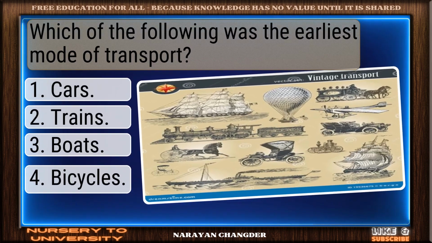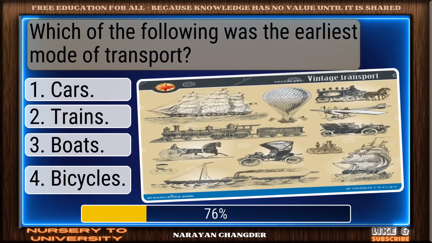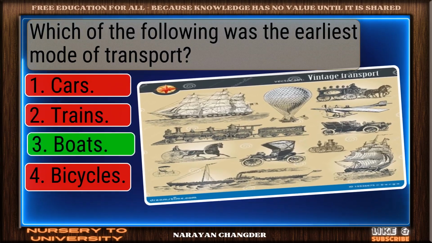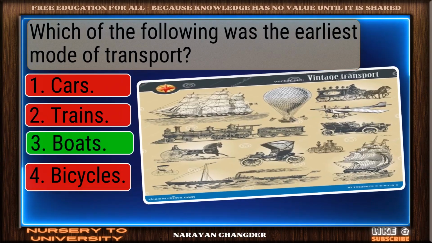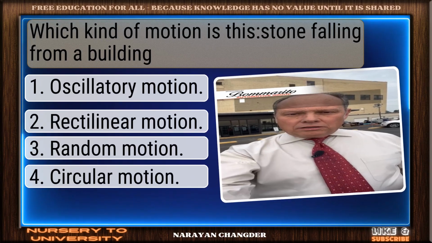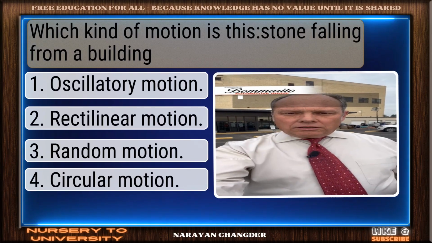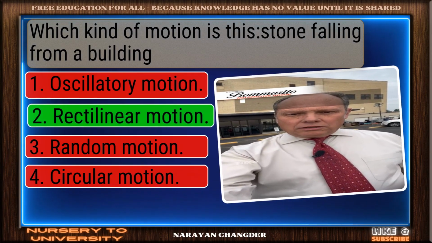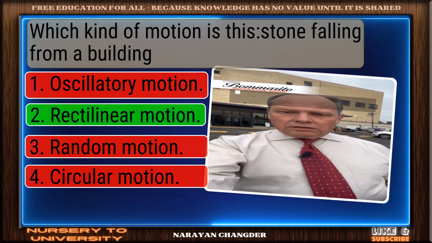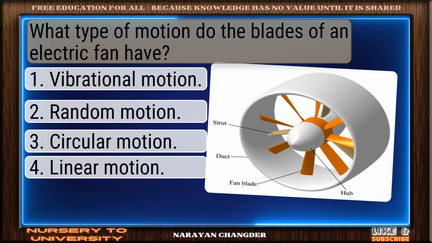Which of the following was the earliest mode of transport? Clear logic. Your choice boats is sound and 100% true. Which kind of motion is this? Stone falling from a building? Exactly. Rectilinear motion makes sense and it is right choice. What type of motion do the blades of an electric fan have?